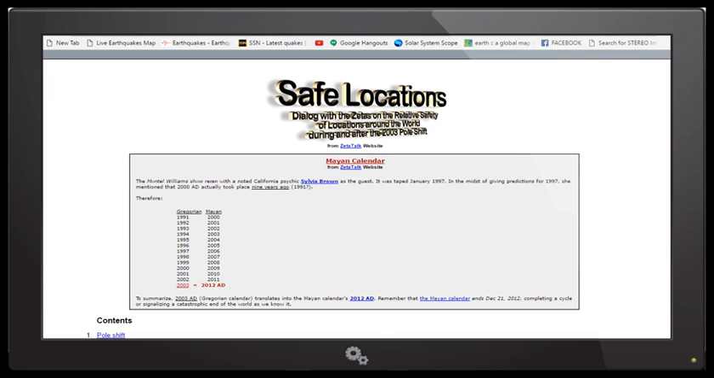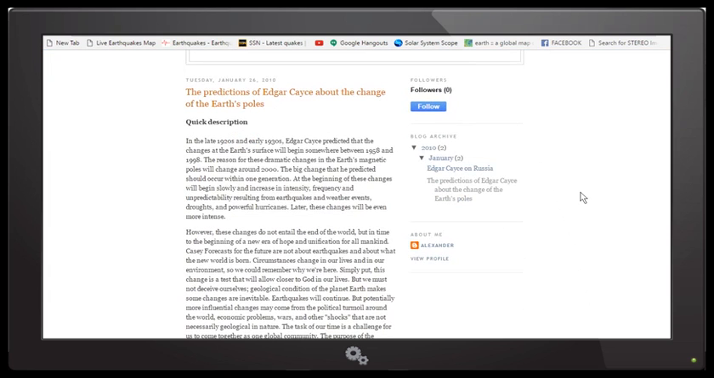Now, there's also some other information on Edgar Cayce, and these were some of Edgar Cayce's predictions that dealt with crustal pole shifts, flooding, things of that nature, changes to the earth.